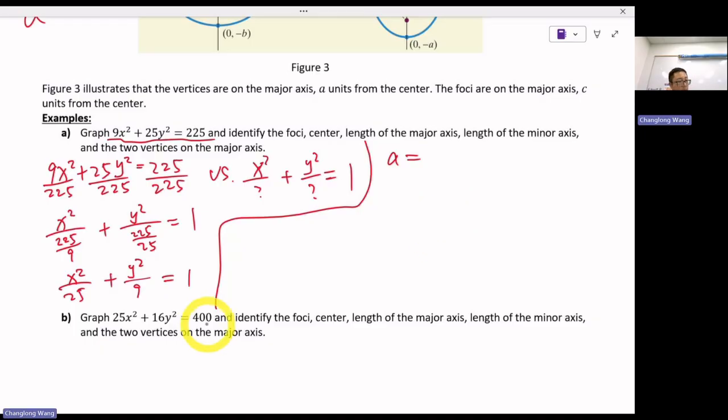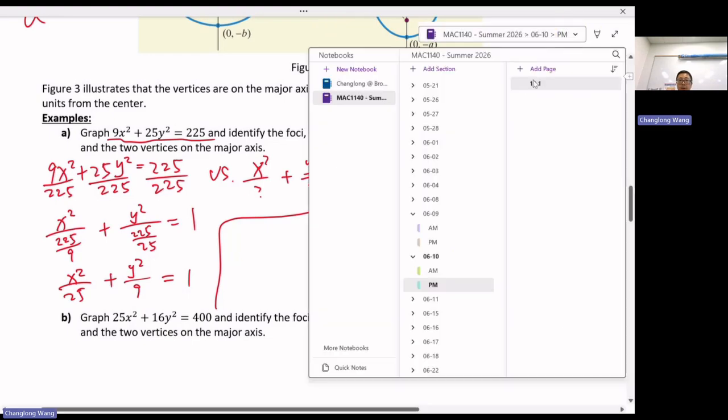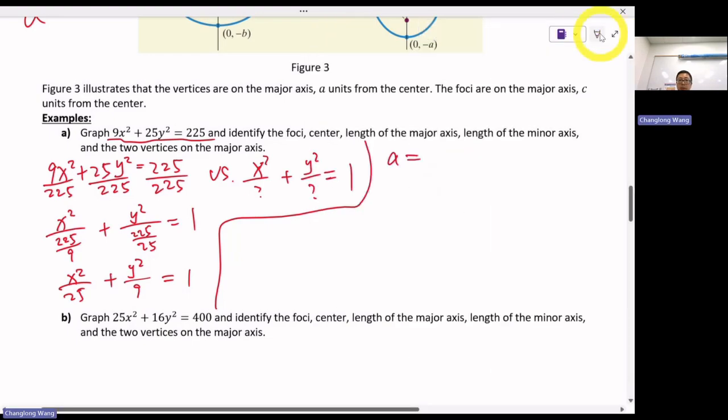Now, do you guys see which number should you use to find out what the A is? Well, you have the packet, right? So if you just go up there, to see what the standard form of the equation of an ellipse looks like, it's either going to be a squared here or b squared here, right? But which number? Is it 25 or 9?